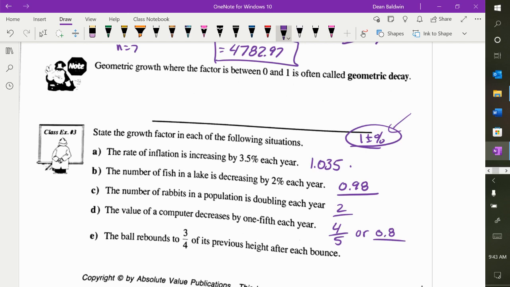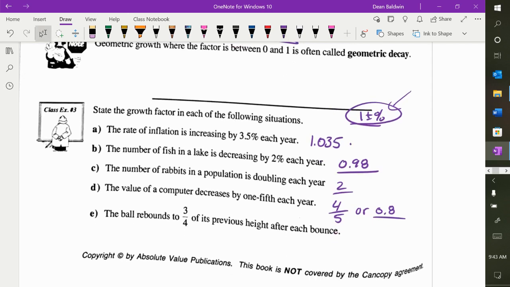You could say that, but the ball rebounds to 3/4 of its previous height. It's 3/4, or 0.75. It's bouncing up to 3/4 of its previous height. So is it getting taller or is it getting less? It's getting less, right? So it's going to be 75% of the previous height. That's what you've got to do.